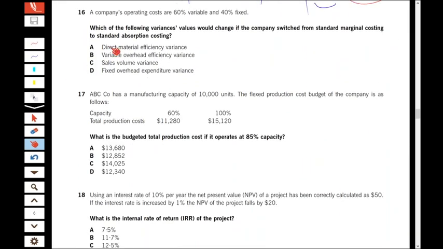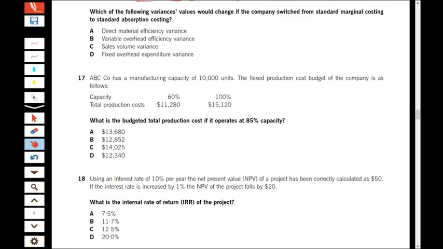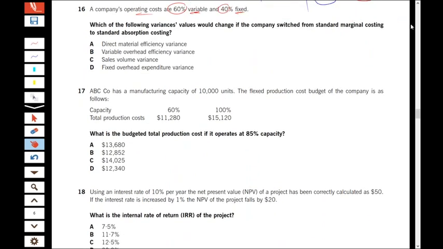Next, a company's operating costs are 60% variable and 40% fixed. The company's operating cost is 60%.